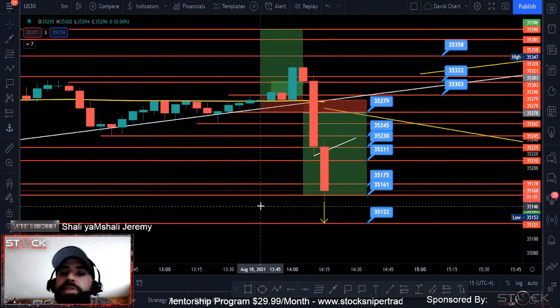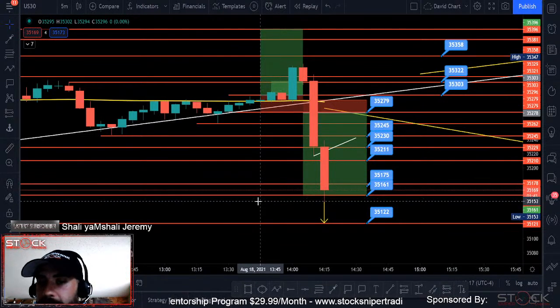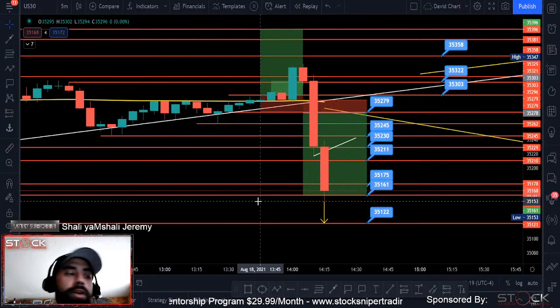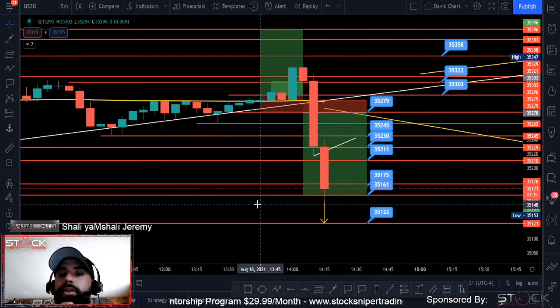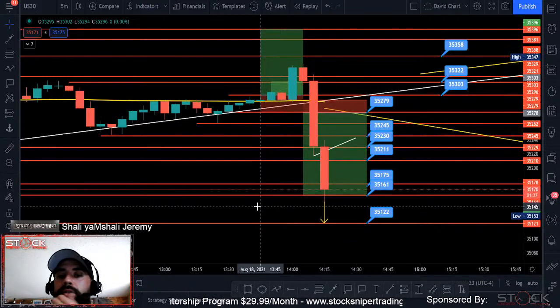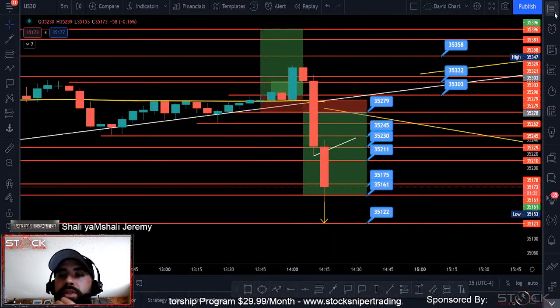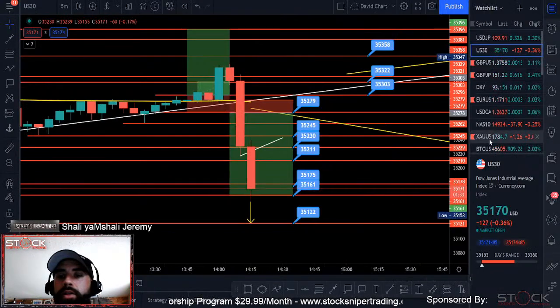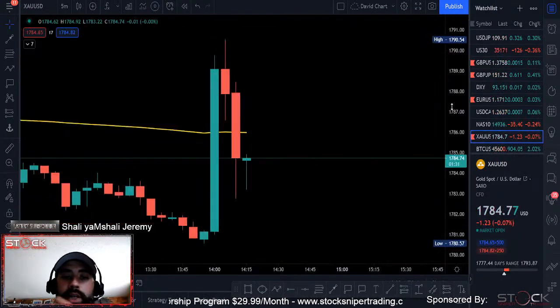Okay, so they're finding some support right down there, guys. Right at the top of that arrow at 35,153. Okay, I'm going to check gold for 1 second here. Okay, so gold found support, guys.